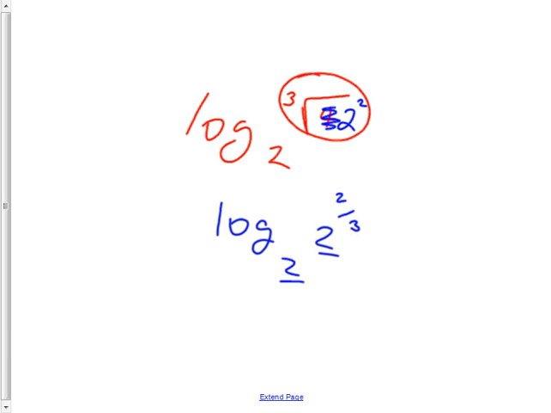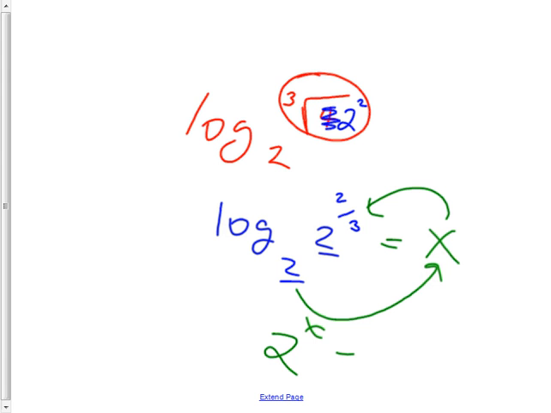When there's no x in the equation, I can say it equals x. Then I can rewrite it: 2 to the power of x is equal to 2 to the 2/3. And now look, the bases are the same, so the exponents have to be equal. x must be 2/3. And it's just a lot simpler to go, oh, it's 2/3. Okay, let me give you another one like that.